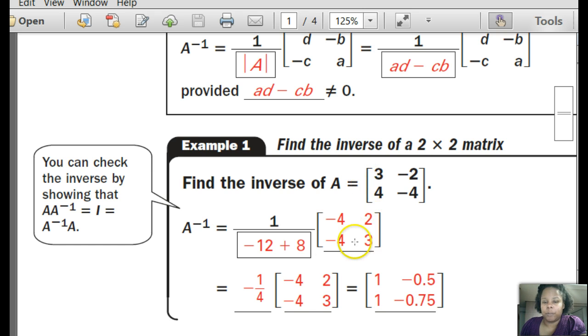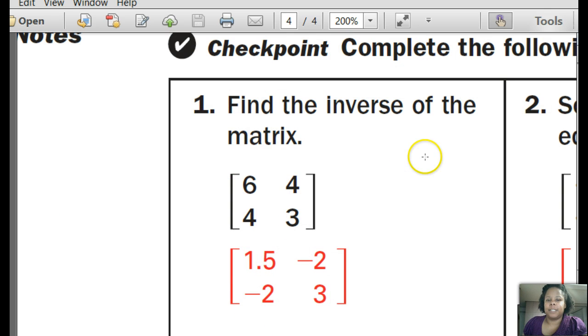And how do I know if it's the inverse of that matrix A? I can multiply A times A inverse, which is this matrix, and I promise you, if you do the calculations correctly, you will get I, which is the identity matrix 1, 0, 0, 1. So for you to practice, here's a matrix I want you to find the inverse of, and I've actually given you the answer so you can double check your answers.